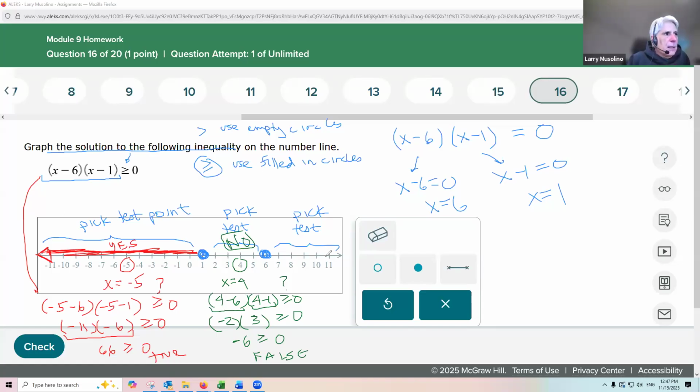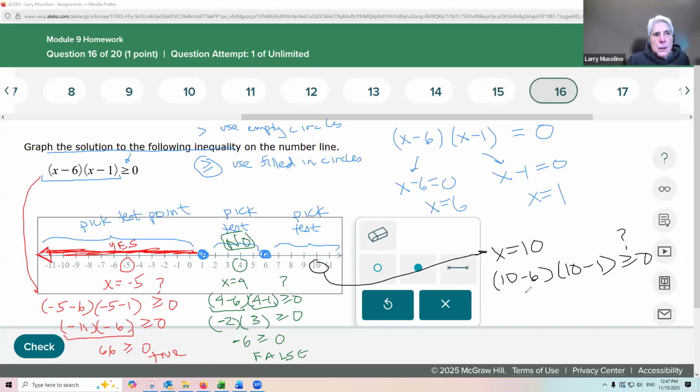All right, let me pick one more test point to check out here. How about if I pick x equals 10 for this one? I'll do it over here. X equals 10. I'm going to plug into the inequality. 10 subtract 6, 10 subtract 1. Is that greater than or equal to 0? Well, this is 4 times 9. That's 36. Yes, that is true. So yes, I want to include this interval in the answer.